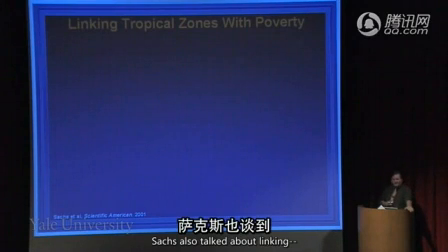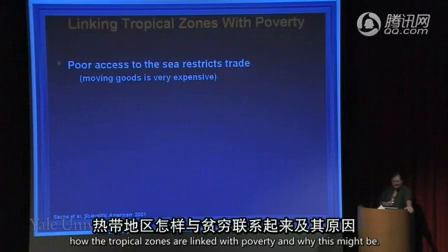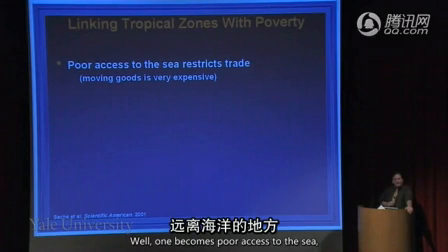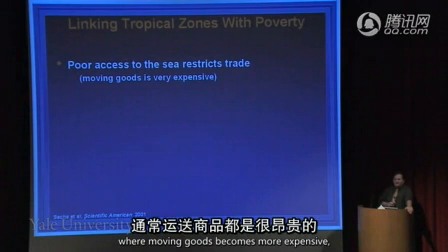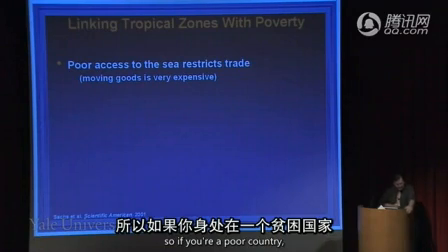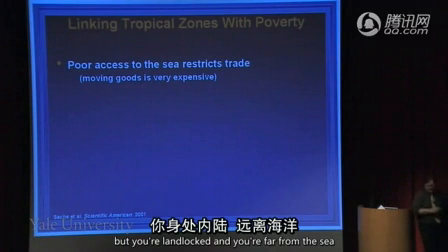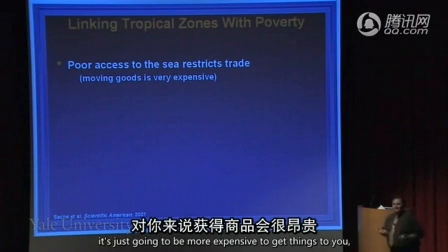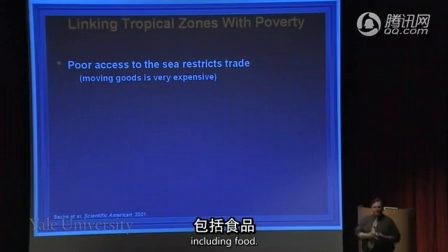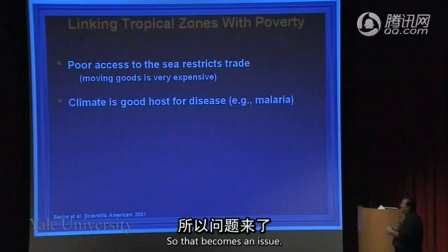Sachs also talked about how the tropical zones are linked with poverty and why this might be. Well, one reason is poor access to the sea. And this goes way back in human history, where moving goods becomes more expensive. So if you're a poor country, but you're landlocked and far from the sea, where a lot of things get shipped, it's just going to be more expensive to get things to you, including food. So that becomes an issue.